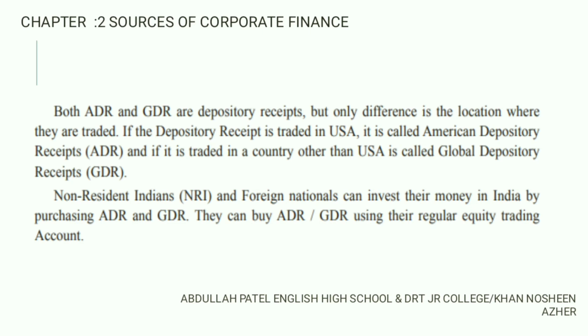Another paragraph related to ADR and GDR. ADR and GDR are both receipts. What is the difference between them? The difference is related to location only. If the receipt is traded in America, that means if your investor is from America, the Indian company will issue the ADR to them. And if the trade is related to a European country, then the Indian company has to issue the GDR receipt to the investor. Non-resident Indians, NRIs, and foreigners can invest their money in India through ADR and GDR. They can buy ADR and GDR using their equity trading account.